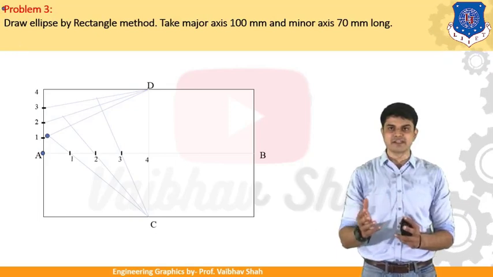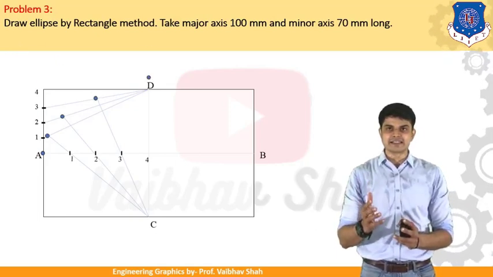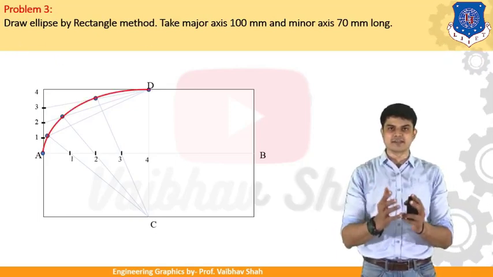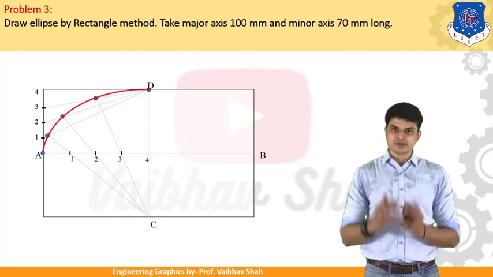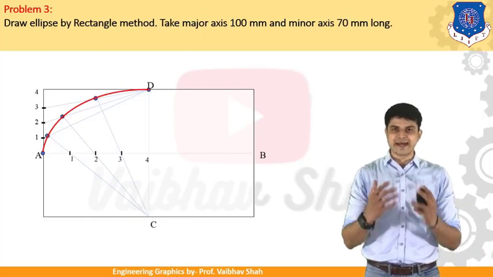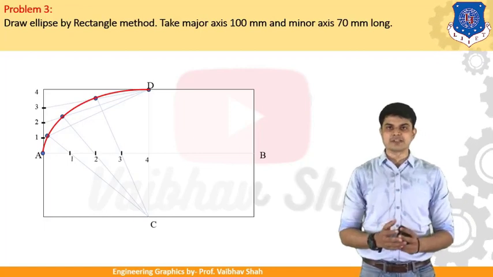So let us highlight these points of intersection like this. After highlighting these points of intersection, we just need to generate the curve, right? It is very easy. So let us follow the similar procedure on the right hand side of the rectangle.